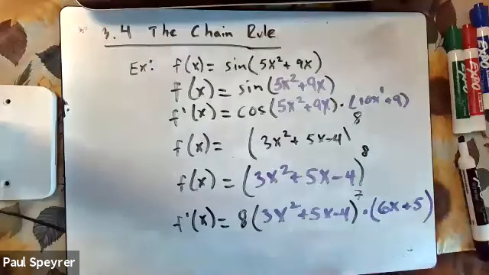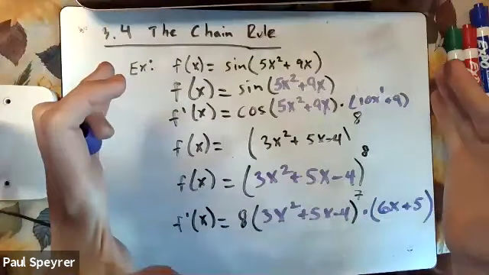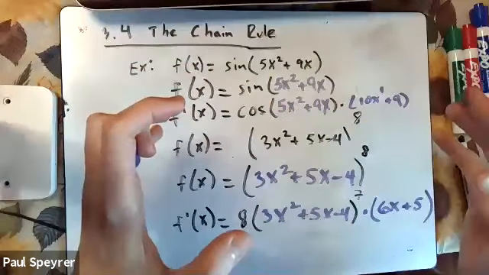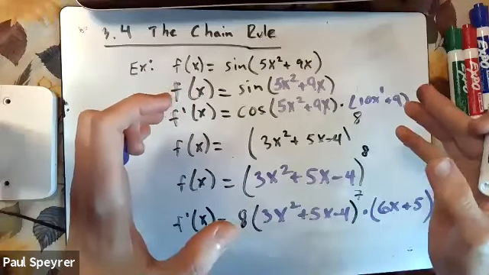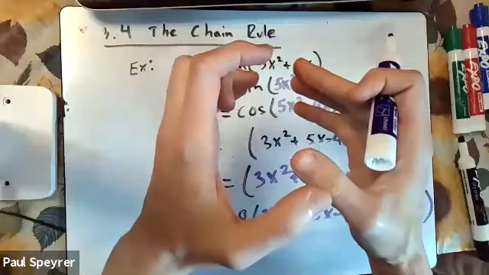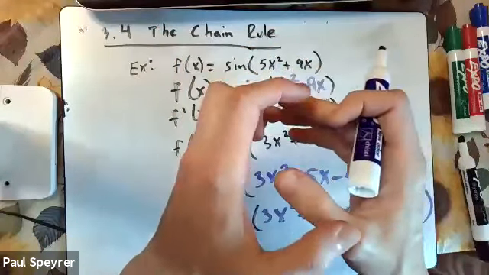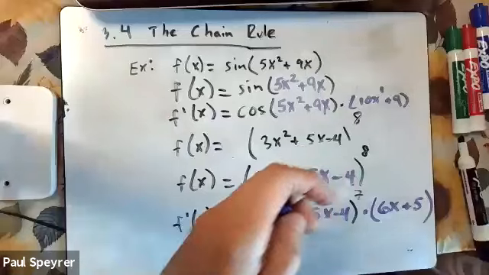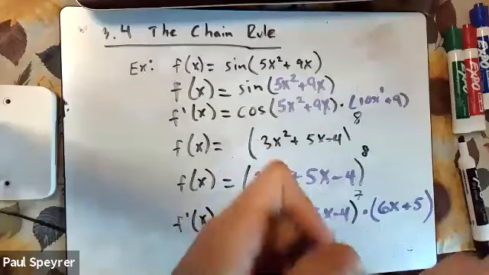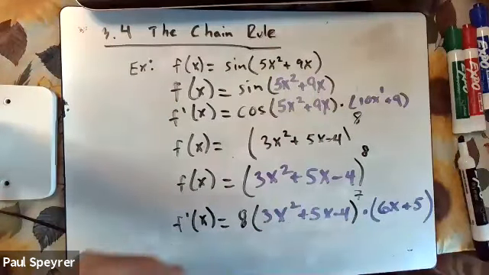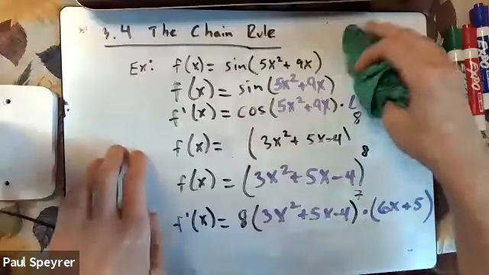So again, it's just one chunk at a time. You start from the outside, and you derive the outermost chunk. You leave everything else alone. Then you go one step further inside. You derive that chunk. You leave everything else alone, and you keep going like that. So let's go ahead and do a few more.